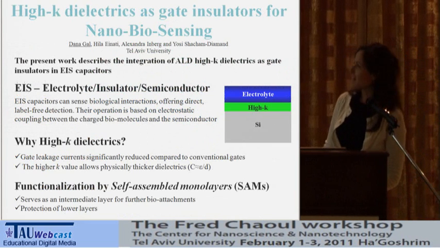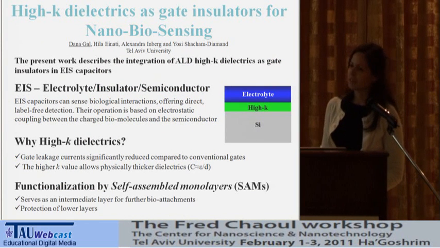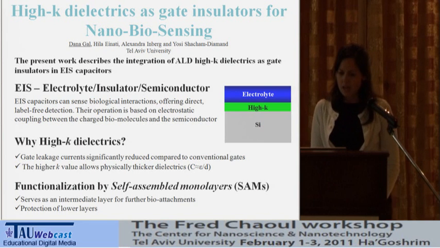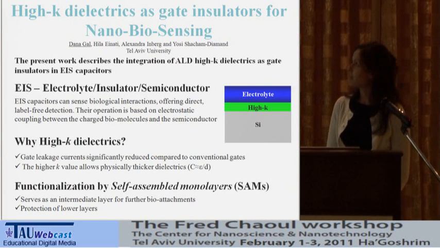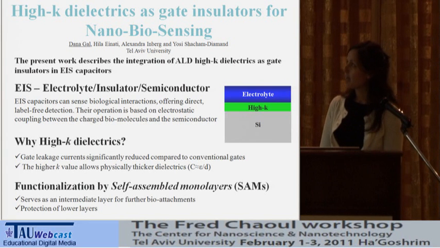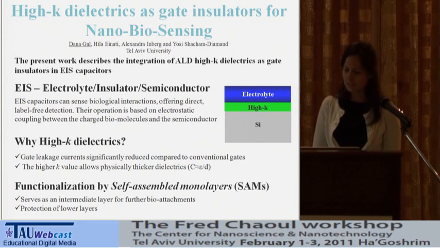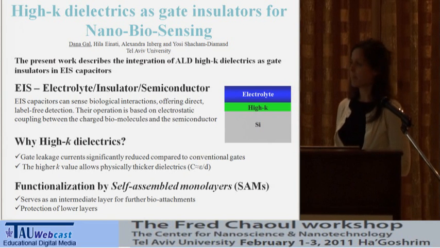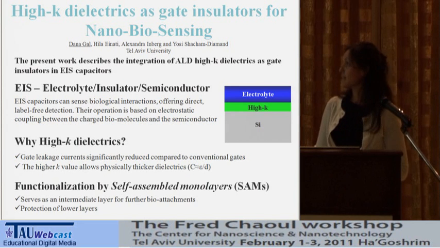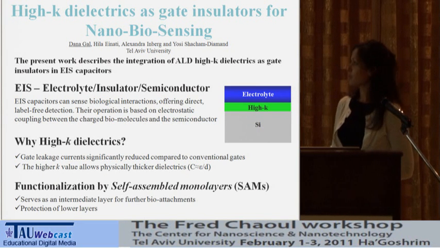Hi, my name is Dana, and I work under the supervision of Professor Yossi Shacham. I am a master's student. My research concerns high-K dielectrics as gate insulators for nano-biosensing. EIS, electrolyte insulator semiconductor, capacitors can actually sense biological interactions, and their operation is based on electrostatic coupling between charged biomolecules and the semiconductor.